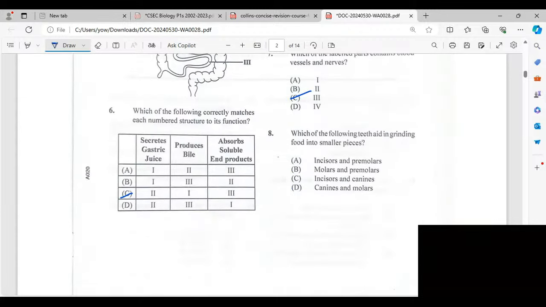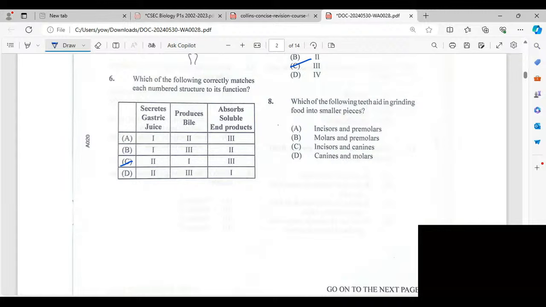8, which of the following teeth aids in grinding food into smaller pieces? The grinding job is the molar and the premolar. I hope you guys are happy with your answers so far.